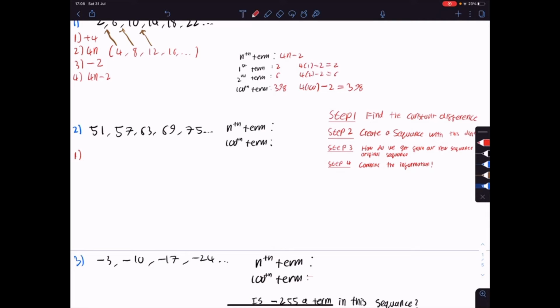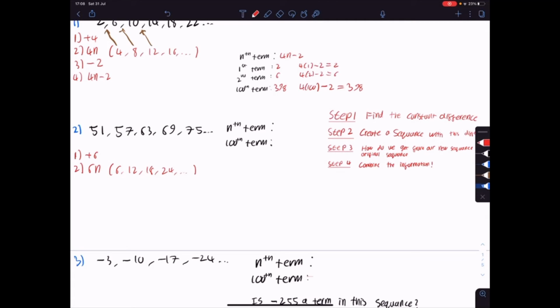So for step 1, we have plus 6. Step 2, create a sequence with this difference. So we just do 6n as our difference is 6. And this is just 6, 12, 18, 24. And we can calculate this sequence by substituting in n equals 1, n equals 2, n equals 3, and so forth. Or we can just recognise that 6n is just going to be the 6 times table.